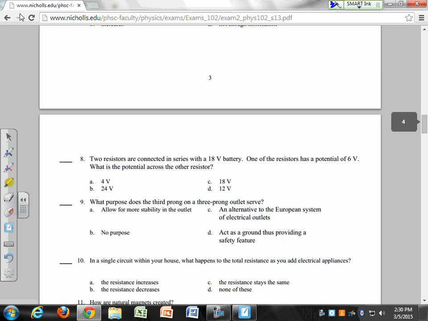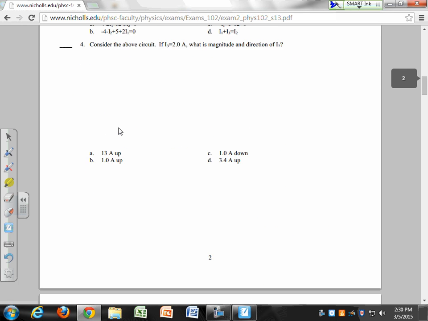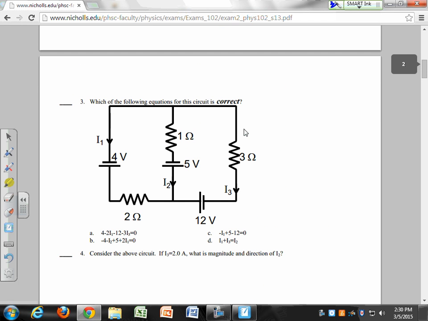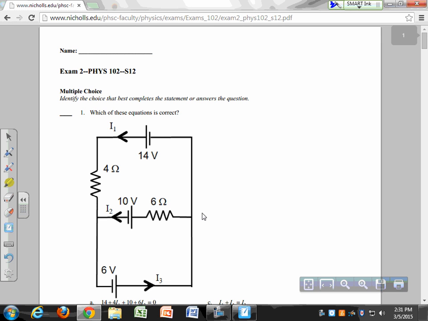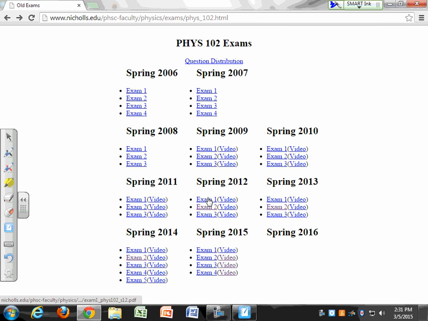Let's see. Any of these you want to look at? We're not doing multi-loop circuits, guys, so as you're studying for your test, if you ever find one that has 2 batteries in it, we're not going to do that. That's going to be next test. All right, let's look back. Spring 2012. Look, exam 1.